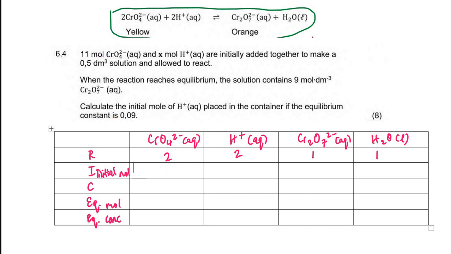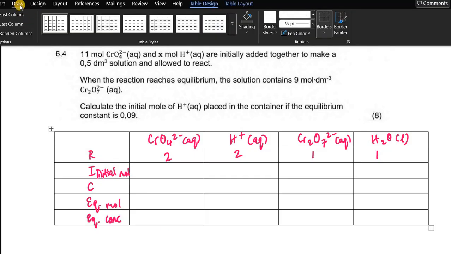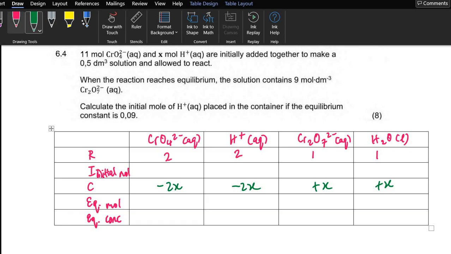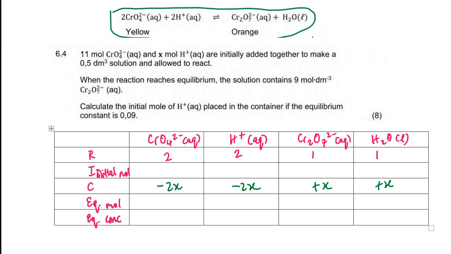Oh, guys, by the way, we can already fill in the change row. Because here it's 2, we're going to say minus 2x because it's a reactant, it gets used up. We also say minus 2x. We say plus x, we say plus x. Now that we have filled up our change row, we can then say initial moles of this was 11, so we put 11 here, and then for H plus we had x.